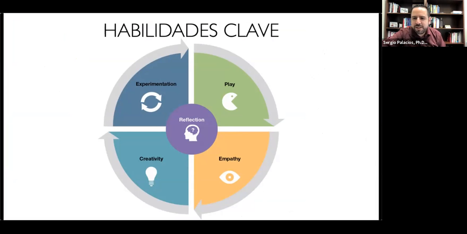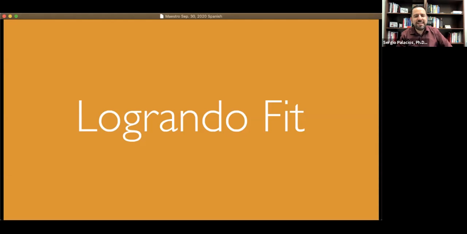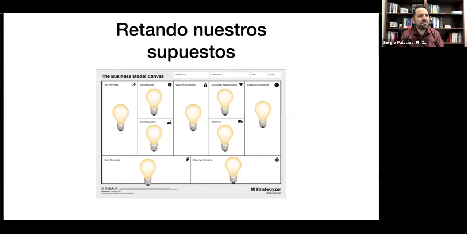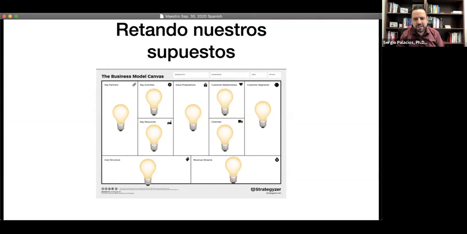Como les digo, usamos plastilina porque es muy barato, cuesta muy poquito crear un prototipo. Como lo hizo Tesla, ellos hicieron eso con su primer carro, o hacen las compañías así, un prototipo que la gente pueda tocar. Entonces, ¿cómo logramos fit? La idea es primero retar nuestros supuestos. Son hipótesis que tenemos de todo. Entonces, el hecho de que creamos que nuestro segmento es nuestro segmento, a lo mejor no lo es.